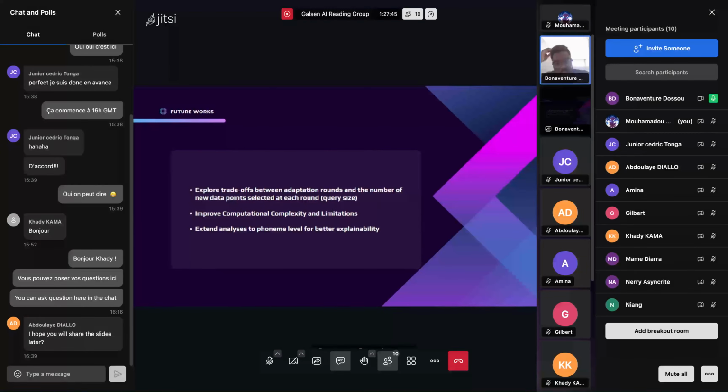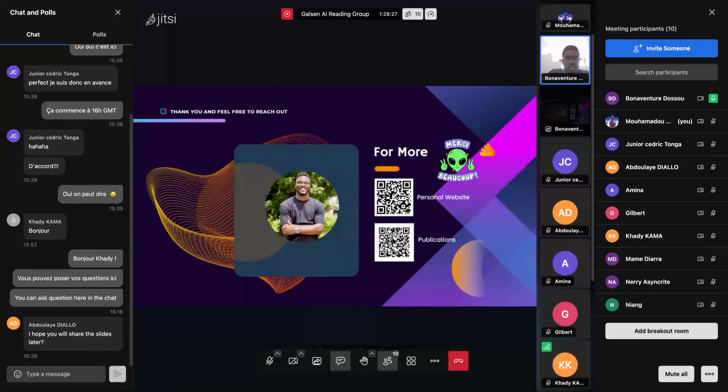As I was telling you, we want to explore the different trade-off between adaptation rounds and the number of new data points that we need to select at each round. That is referred to in the active learning literature as query size. We also want to improve the computational complexity and limitation, because technically as we move from one run to another, we have to restart the training from scratch. And we want to extend this analysis to the phoneme level for better explainability. Since we are talking about speech, phonemes give more information about what is happening. So in general, that is what the work was about. I hope it was insightful, and any questions are welcome.